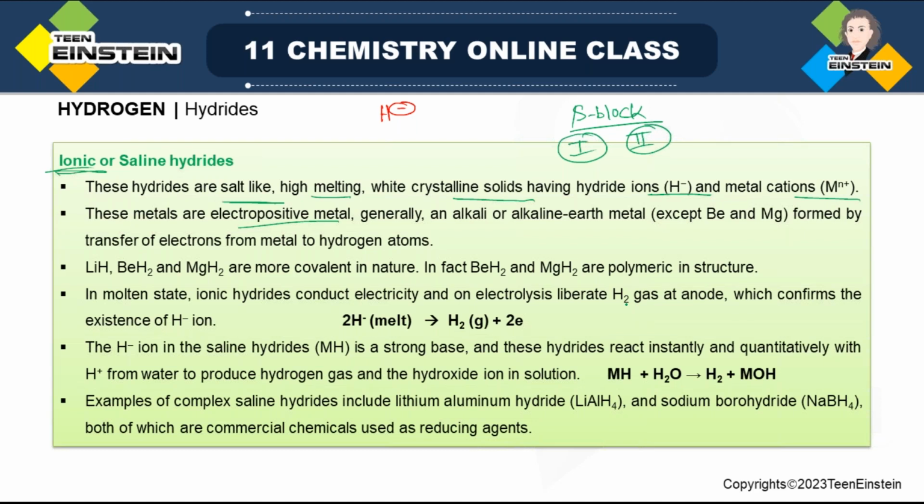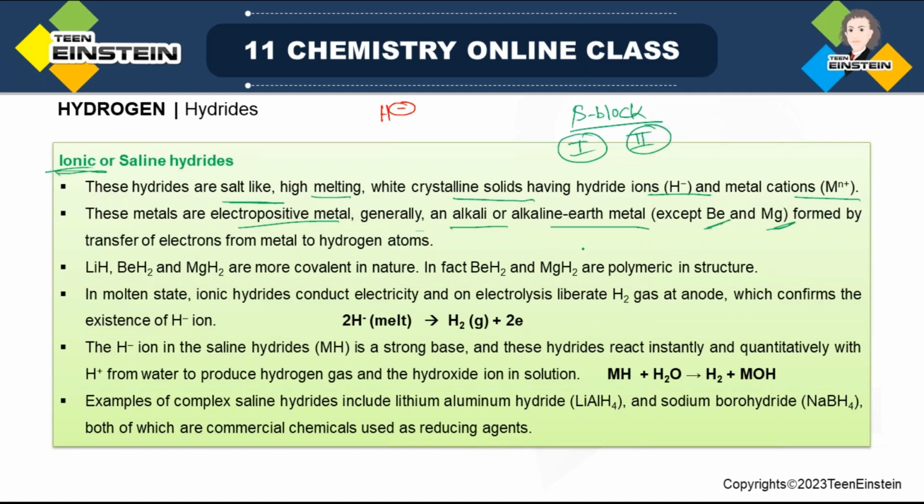So for ionic or saline hydrides, the metals are very electropositive: alkali metals or alkaline earth metals. But you don't consider Be and Mg, the first two elements of group 2. Why are we not considering them? Because for these two metals some covalent character is generated, and that is why these two are the exceptions. Except these two, the rest of the metals can form ionic hydrides.